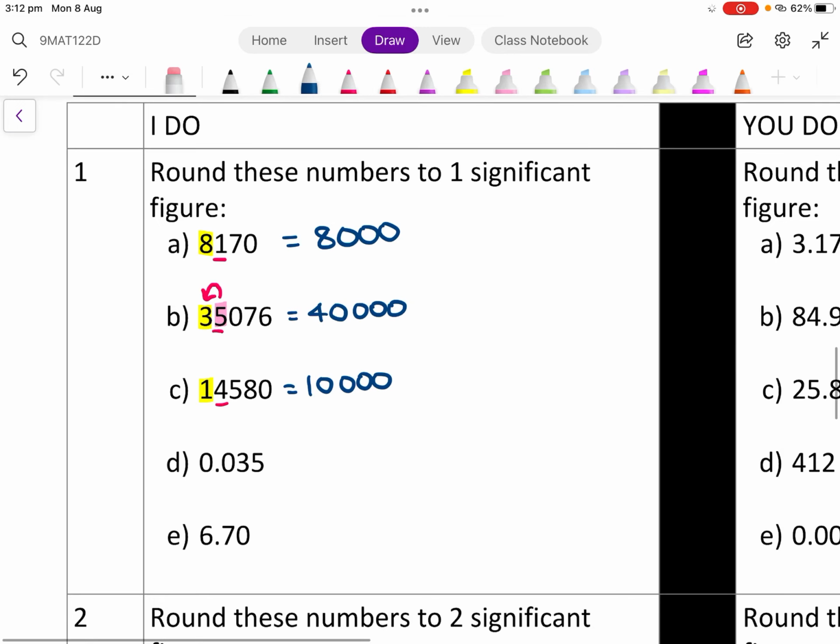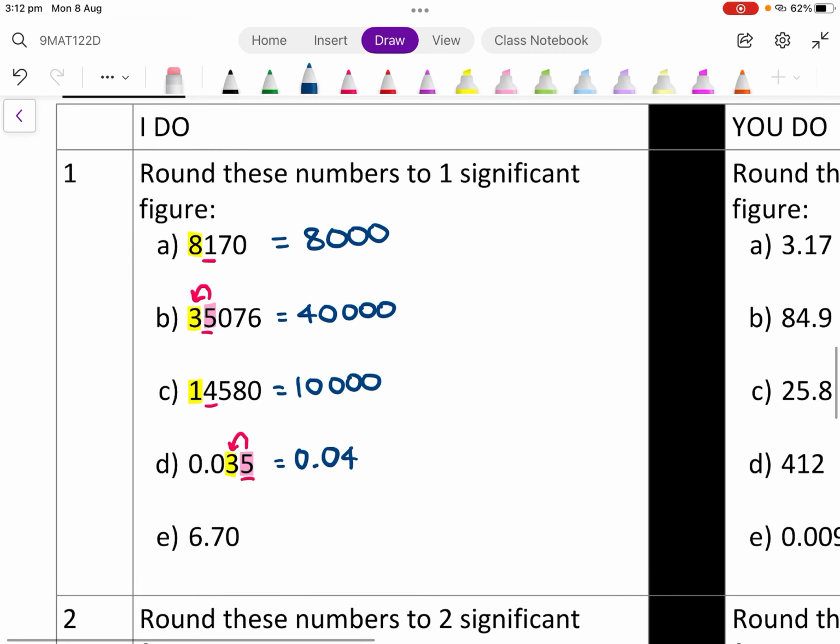For D, we have 0.035. Our first non-zero digit is a 3. The digit behind it is a 5. So that 5 is going to round up our 3 to become a 4. And we have to write in anything that's before it. So our answer is 0.04.